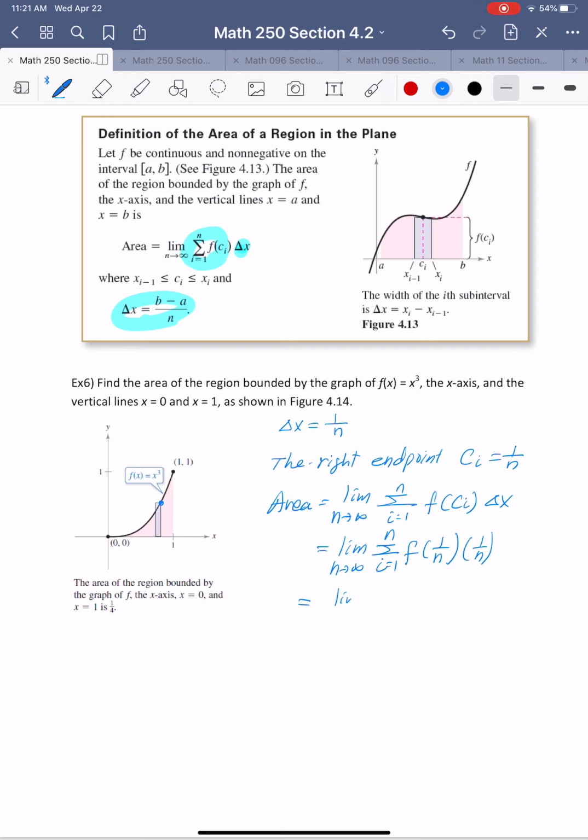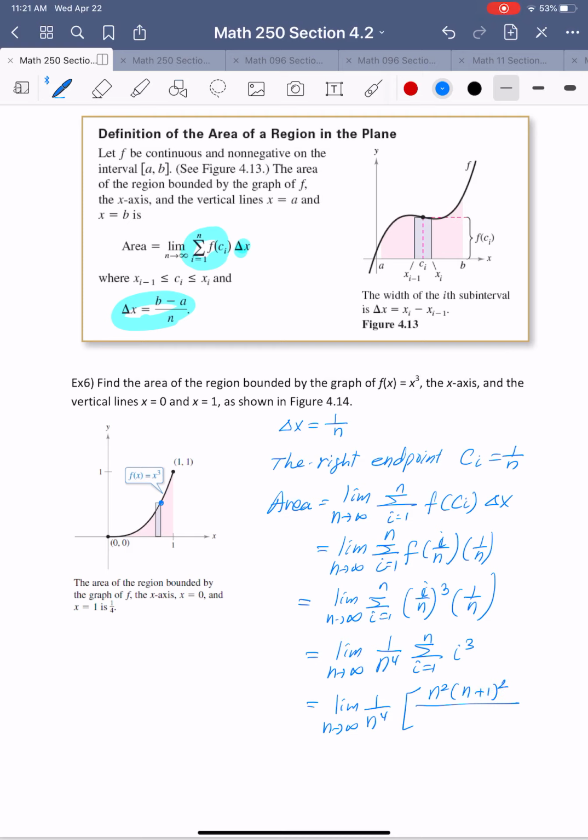Then equal to the limit as n goes to infinity of the sum from i equals 1 to n, and you plug in i over n into the cube and then times 1 over n. Oh, sorry, it's i over n. What am I talking about? All right, and then you get the limit as n approaches infinity, and you can see there's a 1 over n to the fourth, and then it becomes the sum from i equals 1 to n of i cubed. If you use the formula, 1 over n to the 4, and the formula for the sum of i cubed is n squared times (n plus 1) squared over 4.